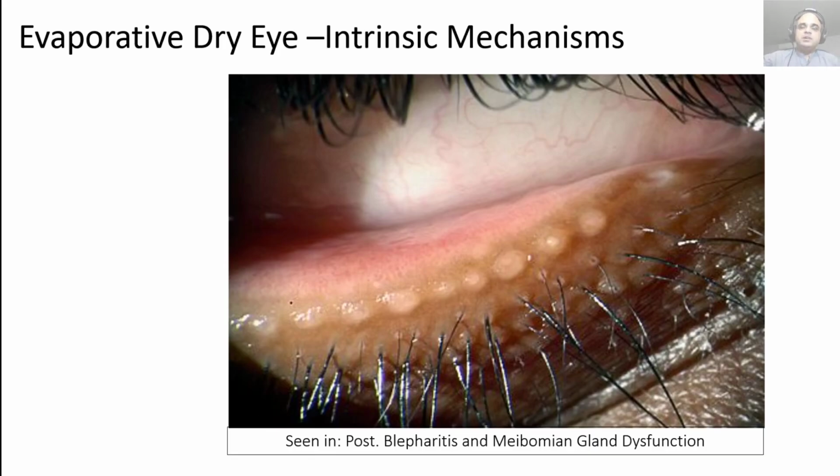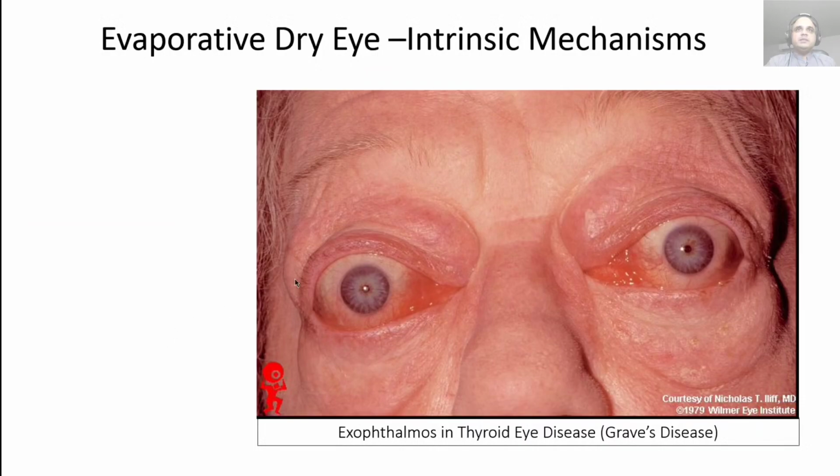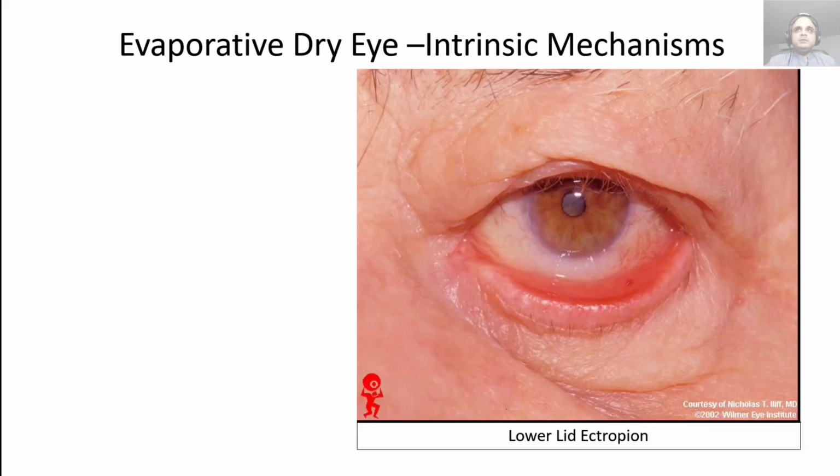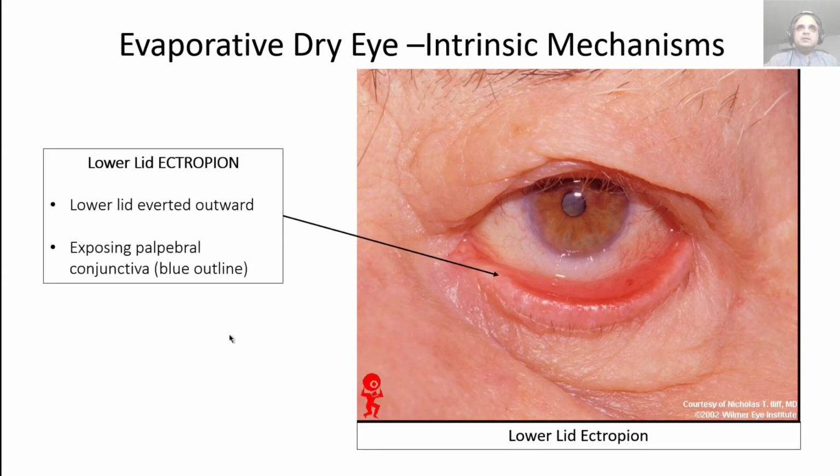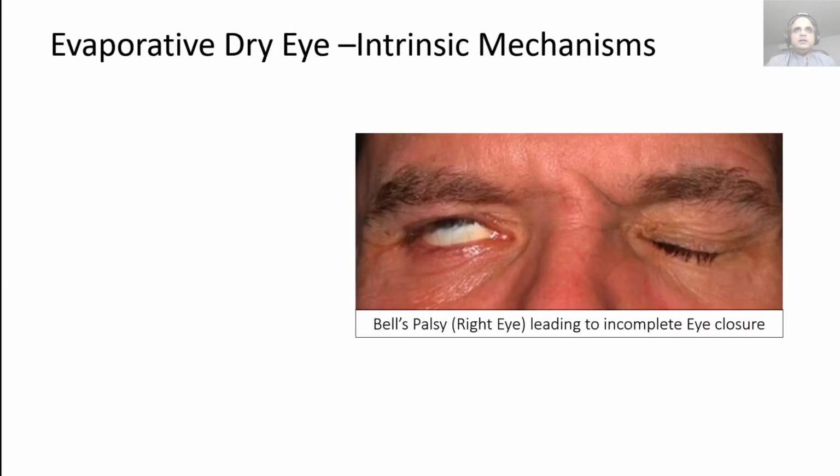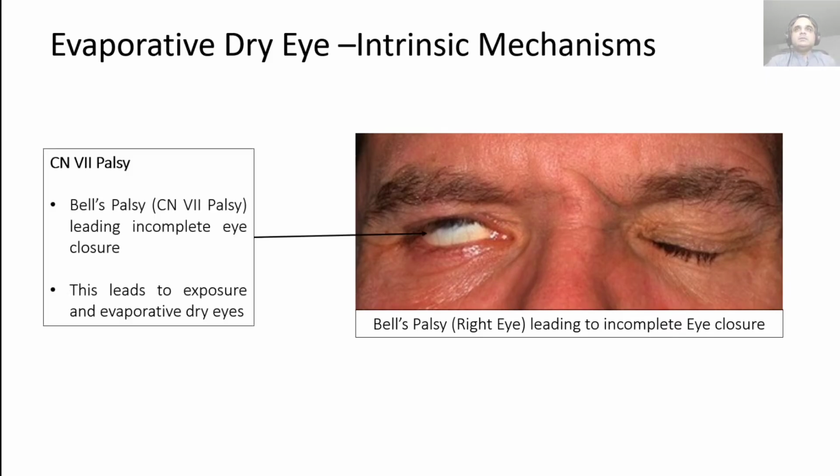So this is posterior blepharitis, meibomian gland dysfunction. Actually, this is more of a mixed blepharitis. You can see some scales at the bases of lashes and capping of meibomian glands. This is thyroid eye disease, exophthalmos or proptosis, also called Graves' disease, or thyroid ophthalmopathy. This is lower lid ectropion, which would affect your blinking and exposure and cause a dry eye. And this is finally a seventh nerve palsy. This eye closes properly, this eye can't, leading to, again, exposure, improper blinking, and dry eyes.